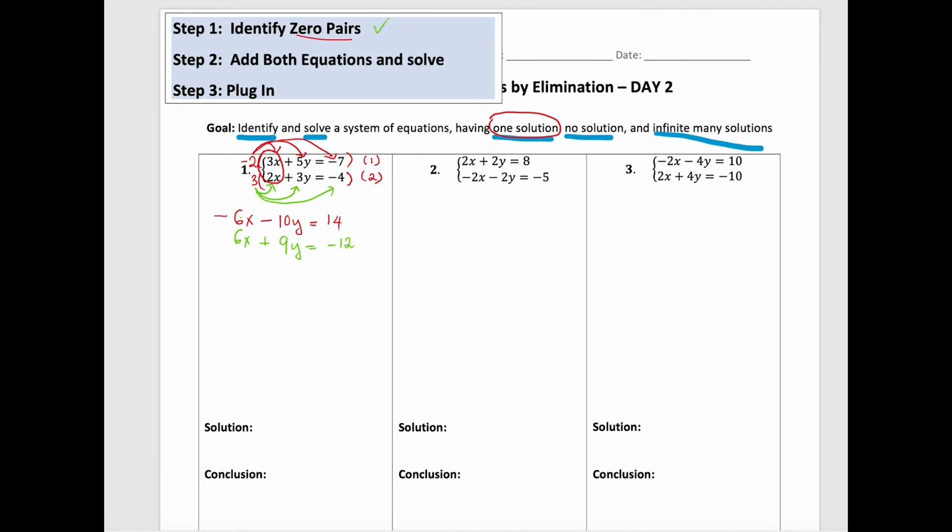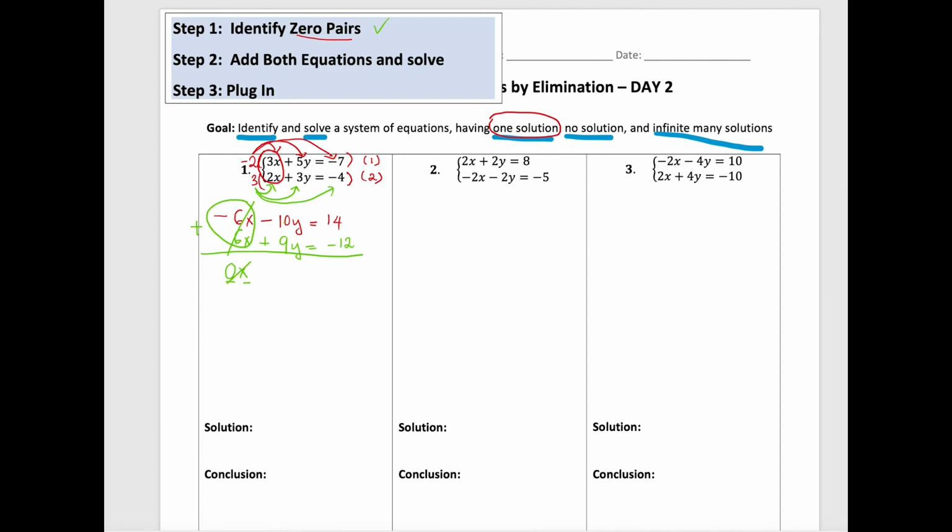We already have an identified zero pair right here. Let's go ahead and circle them. My zero pair, as you can see, is -6 and +6. So I'm done with that. Step 2. I'm going to add both equations. The purpose of adding both of them is that -6 plus 6 gives me a big 0 right here. So goodbye, see you no more. That's technically 0x. That's the idea of a zero pair. Goodbye, we don't have to worry about it.